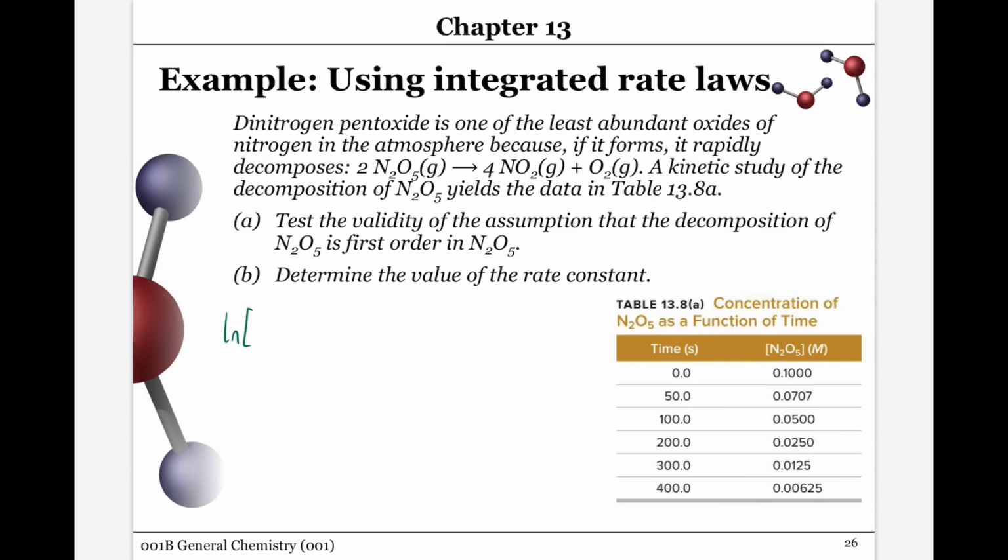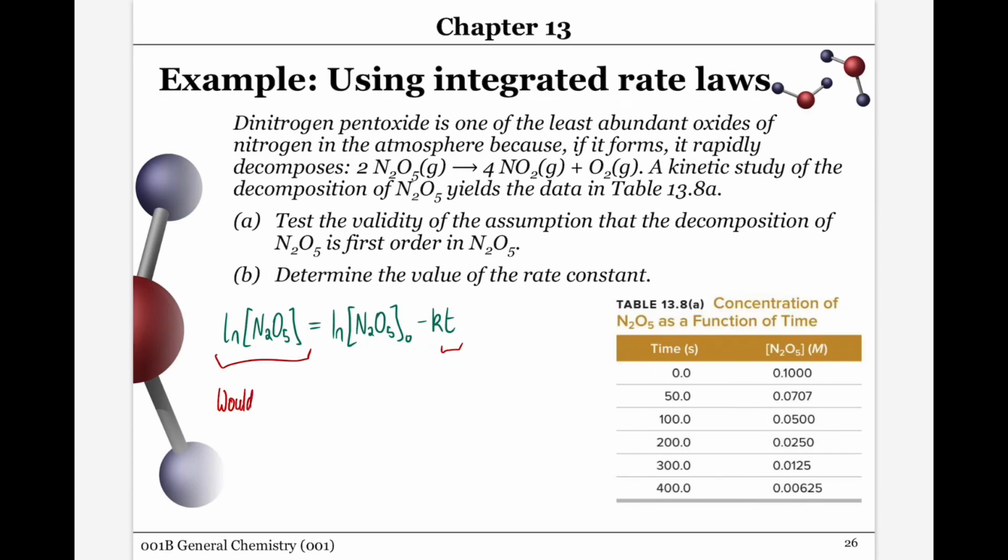So we're taking the natural logarithm of the concentration of N2O5, and that must be equal to the log of the initial concentration minus kt. This is from the form of the integrated rate law that we derived, or that we showed on the previous page. So if indeed this reaction is behaving as a first order reaction, when we plot ln of N2O5 against time, we would expect to see a straight line.